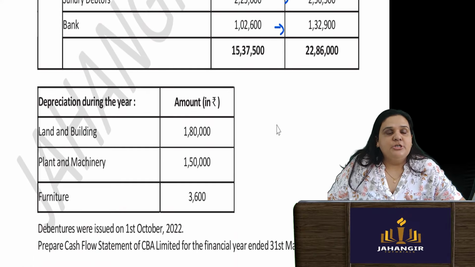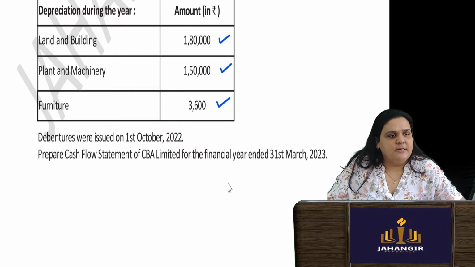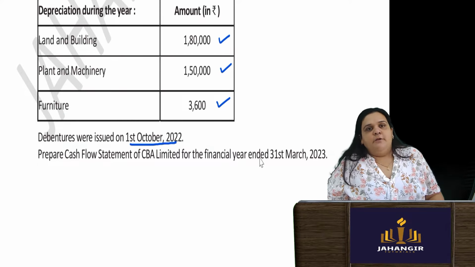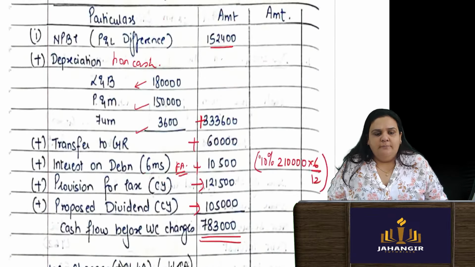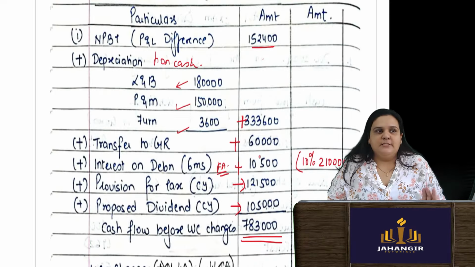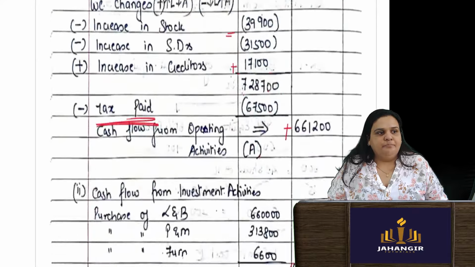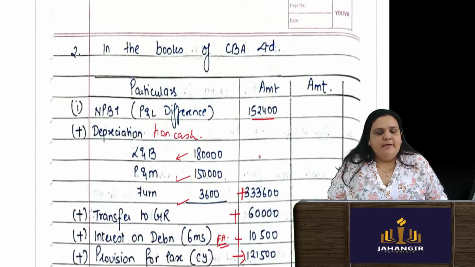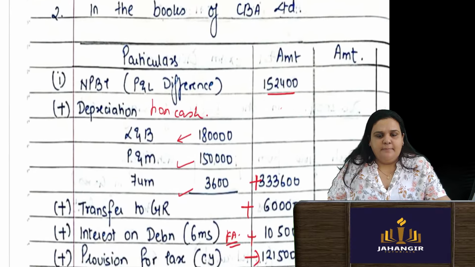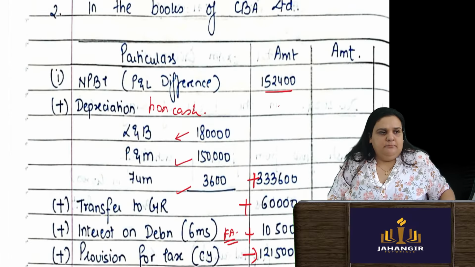Now depreciation during the year was for land and building 1 lakh 80,000, plant and machinery 1 lakh 50,000, and for furniture it was 3,600. Debentures were issued on 1st of October 2022. We are supposed to prepare the cash flow statement of CBA Limited for this financial year. So the only adjustment required is for the depreciation. Okay, basically only depreciation related is what is there. So this sum I have solved currently like this.